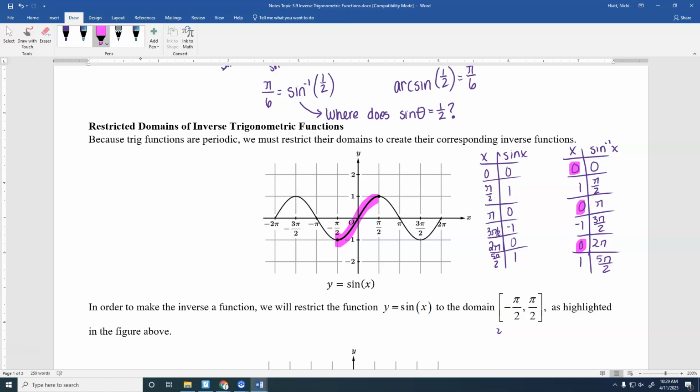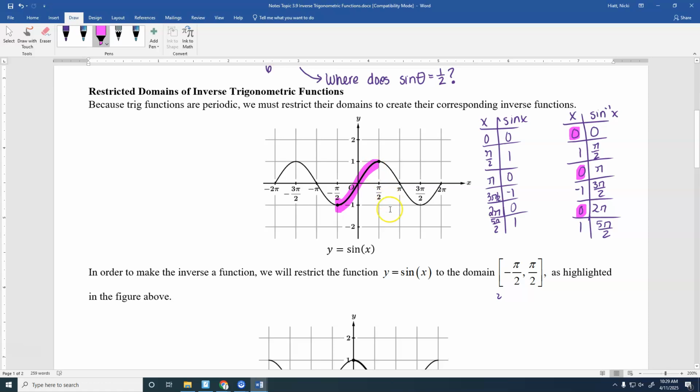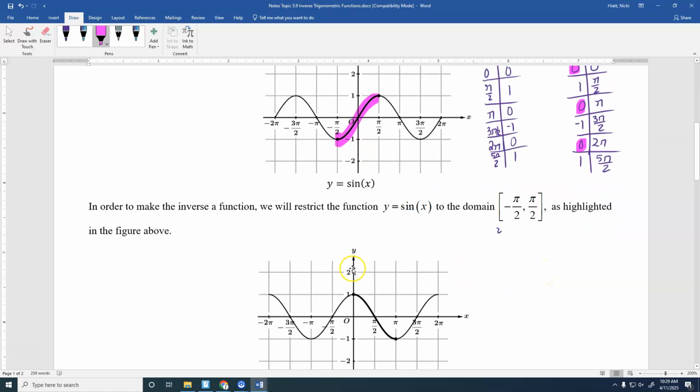Because for sine, no y values will be repeated in that interval right there. Now, if I went further, all the way over here to pi, y values start to be repeated because I'm going back down and catching some of those values again. So for sine, we're going to restrict the domain to negative pi over 2 to pi over 2.